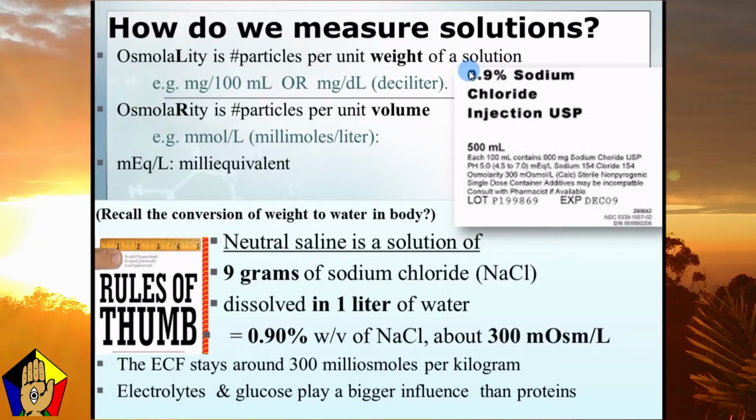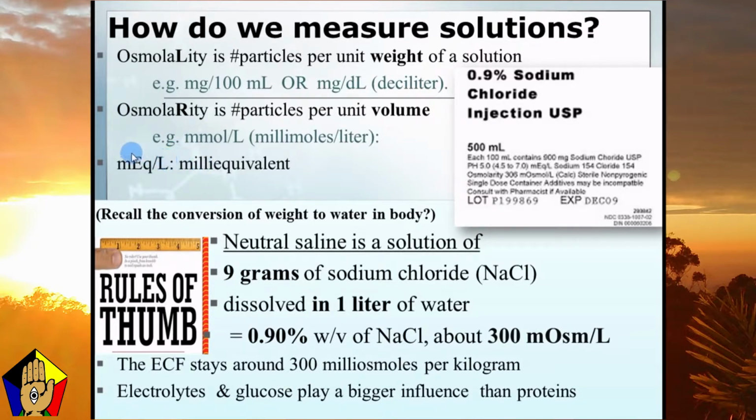Another way that they measure it is osmolarity, and it's the number of particles per unit. The number of particles would be like when it says, down here, 300 milliosmoles per kilogram. So it's the number of particles per measurement. And another way we do it is milliequivalents. Milliequivalents is how these particles actually bind to hydrogen, which is a little bit more complex than you need for this class. And if you go into pharmacology or chemistry, they'll talk about it more.